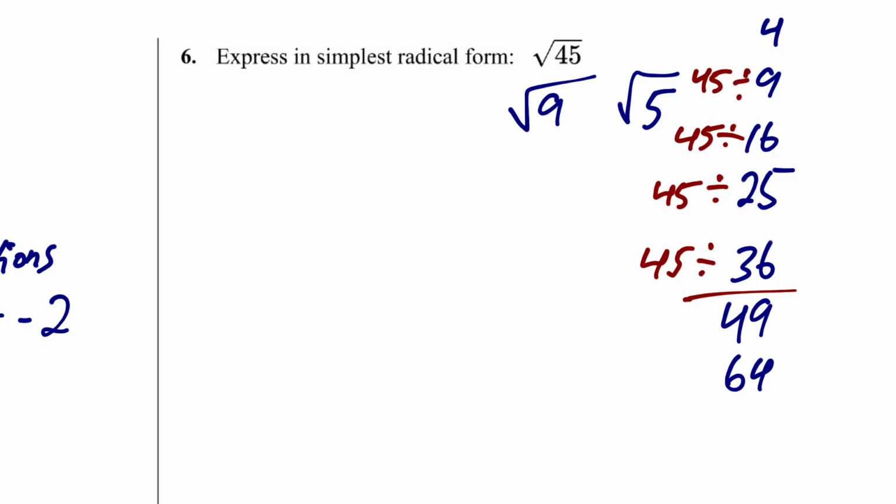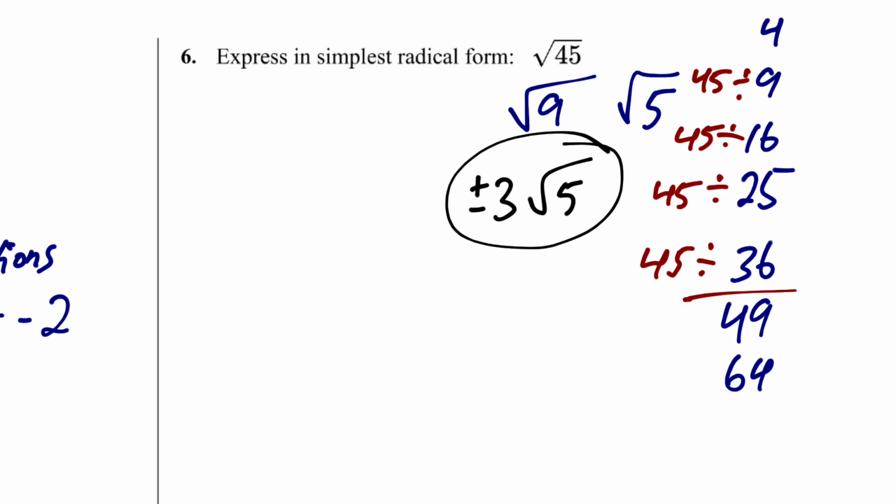45 divided by 9, and that's the first whole number. So it splits like this. That's where the 5 comes from. That's 45 divided by 9. Then we can simplify the root 9, because that's on the list of perfect squares. It turns into a whole number. And we'll leave our answer like this.